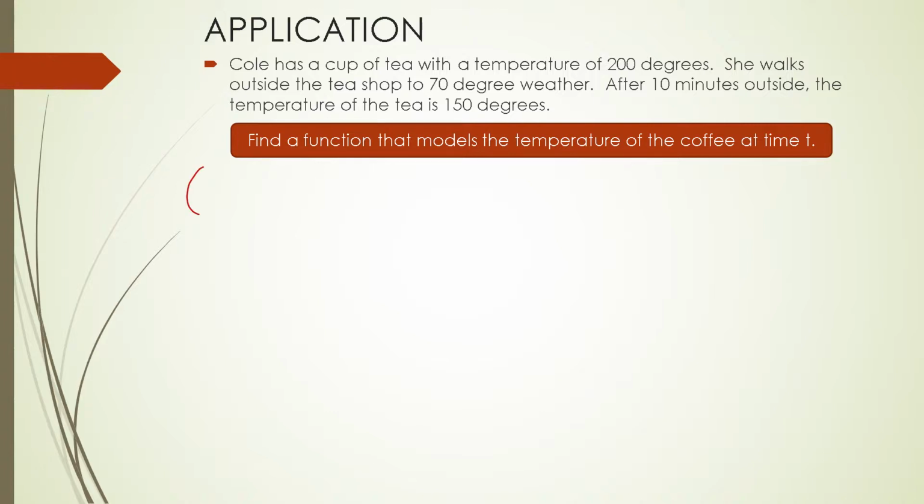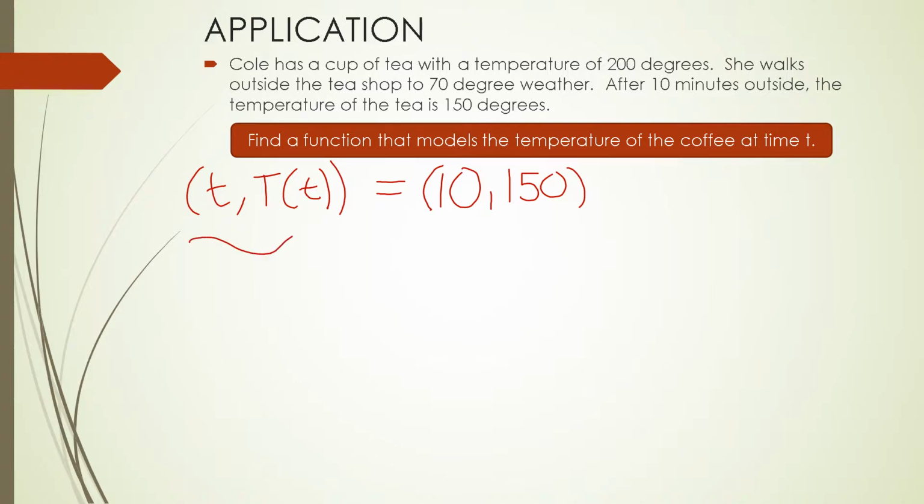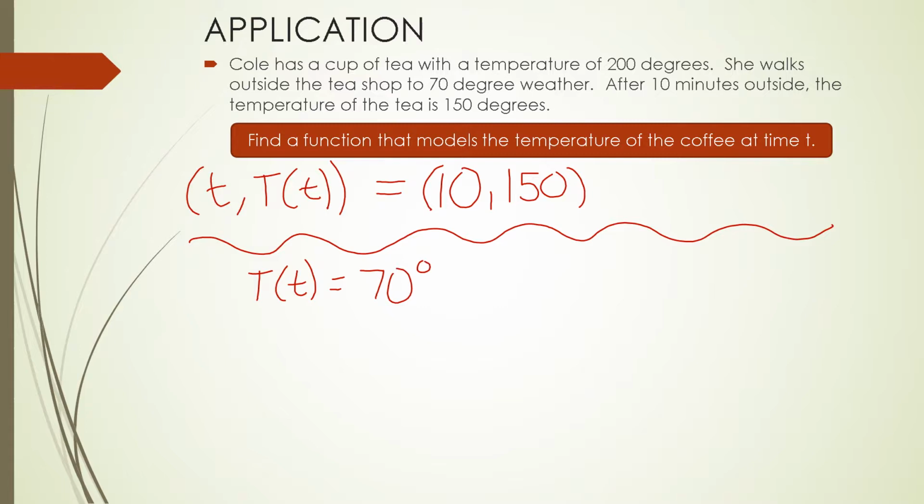So we know that our x is going to be the time, and our y is going to be the temperature. So we do have an ordered pair for that. We have 10 minutes and 150 degrees. So we are going to use that information to model a function. We know that the surrounding temperature is 70, so we're going to plug that in there. Then we need to subtract the 70 from the 200 to get 130 here.